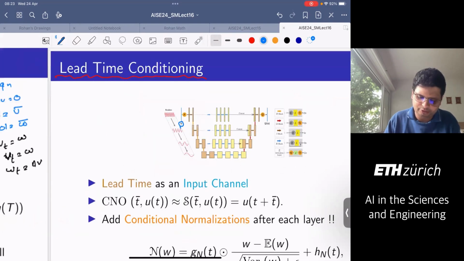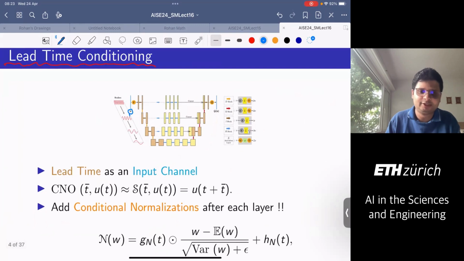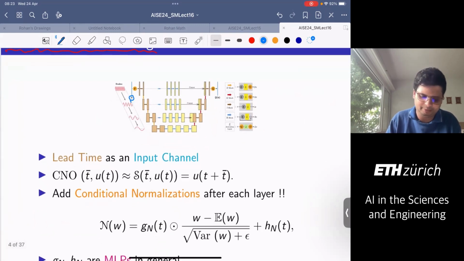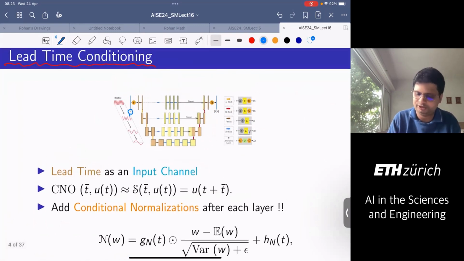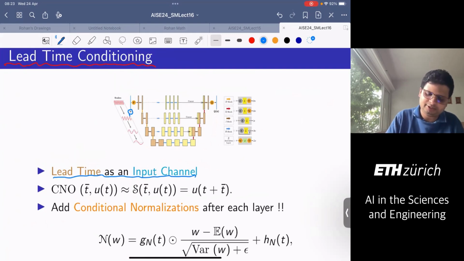So what you have to do now in lead time conditioning is first, and this is perhaps not as important as what you have to do second, but nevertheless, you have to provide the lead time itself as an input channel. What do I mean by that? What I mean is that in the set of inputs, apart from the solution, you also have to provide the time. So in other words, let's think of this neural operator as some S star. You have to give it the time and you have to give it the input, right?